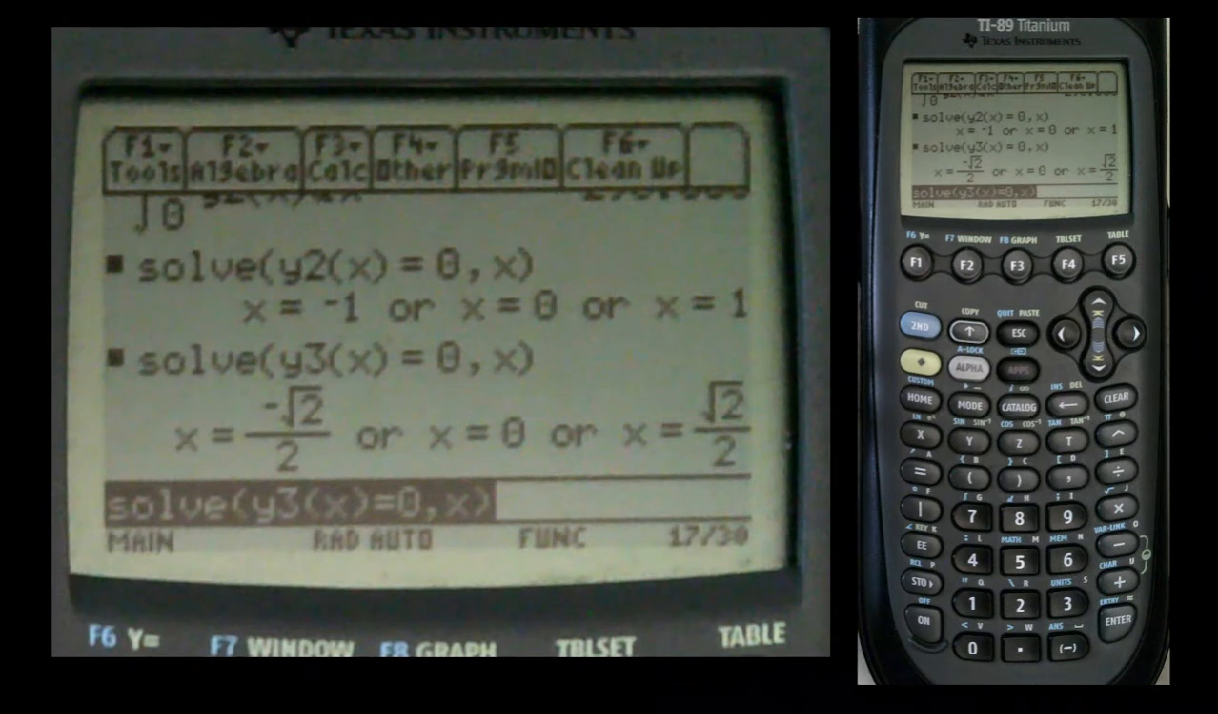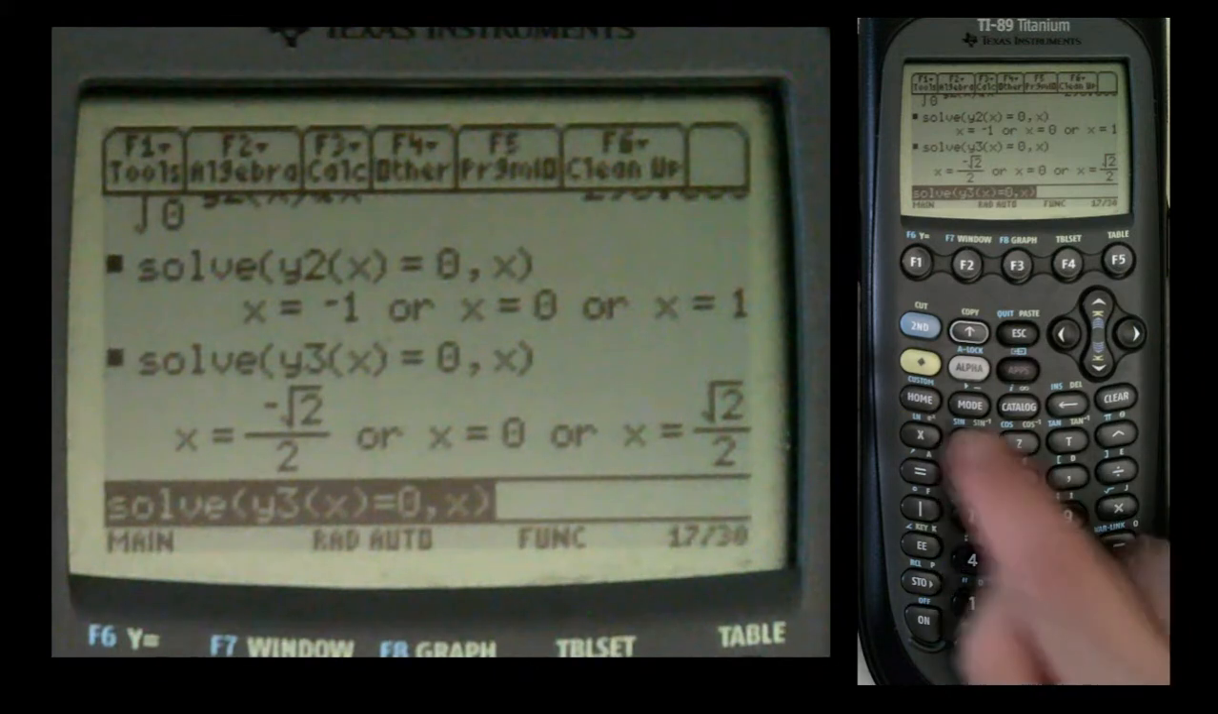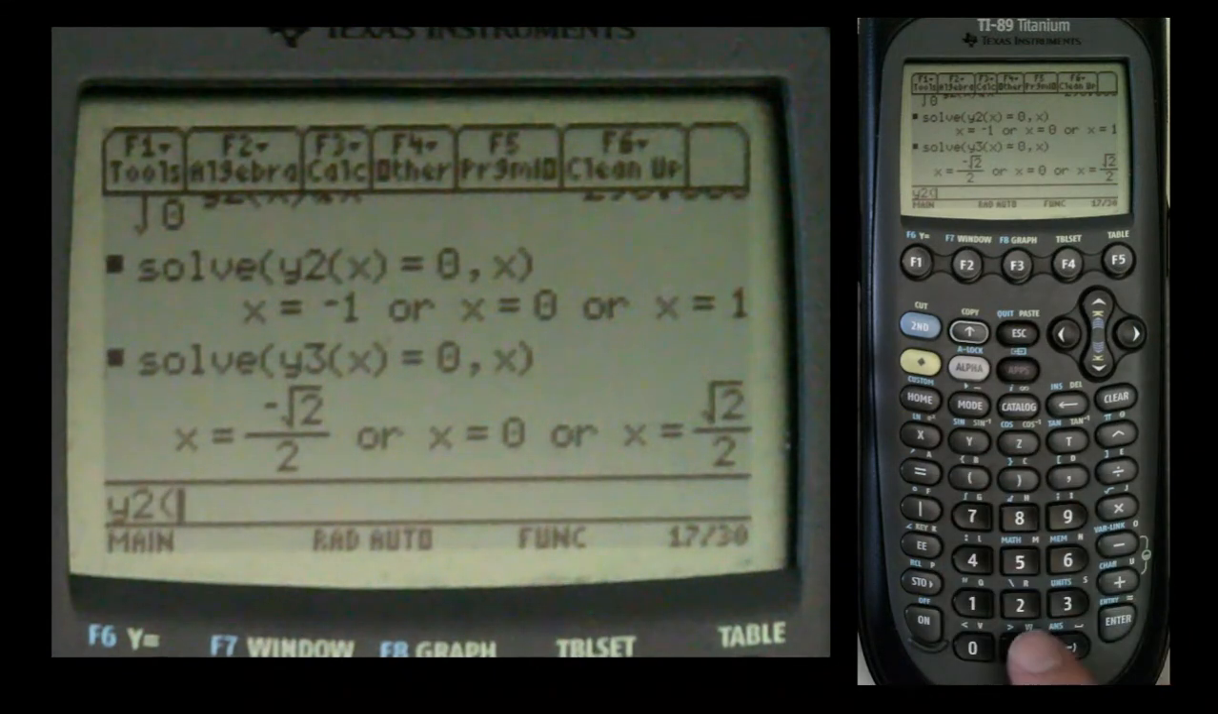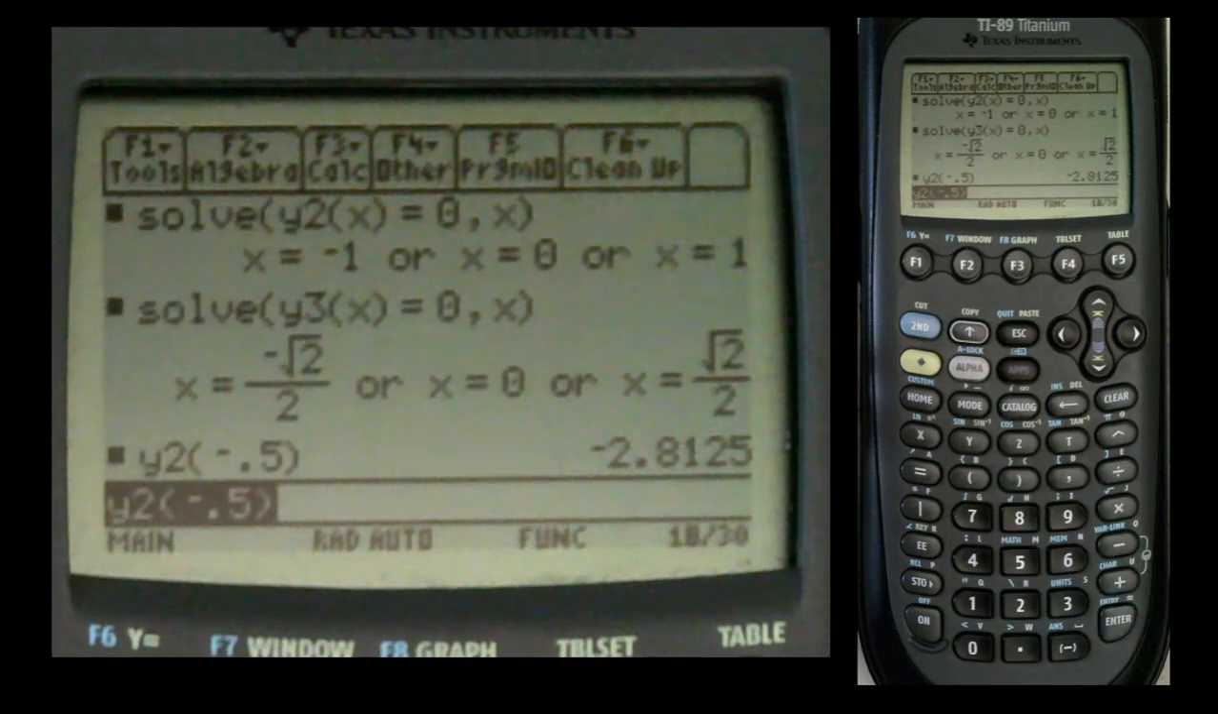Maybe you remember that once you found the critical points or the points of inflection, you had to make a sign chart and plug in numbers in between. Well, if I want to plug a number in between negative 1 and 0, I can do y2 of negative 0.5. And that'll tell me that it is negative something, so then the function is decreasing there. Okay.